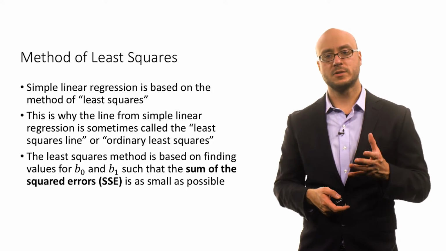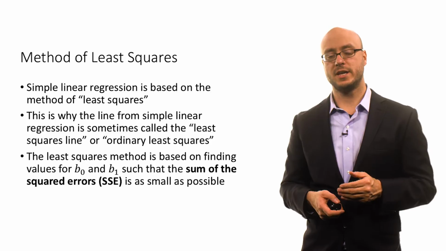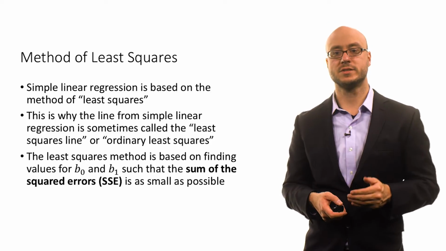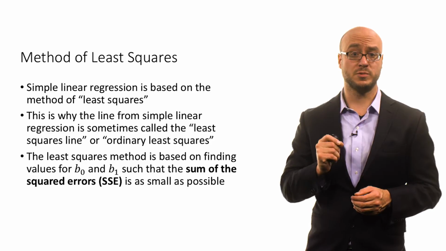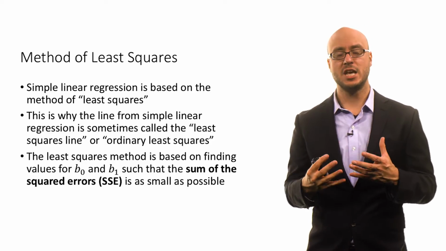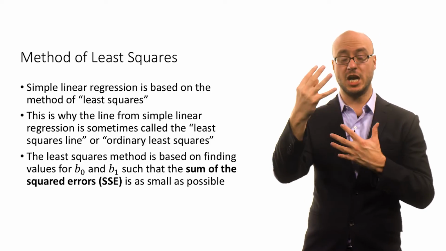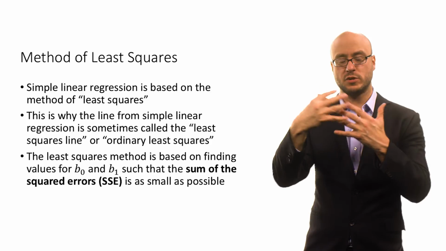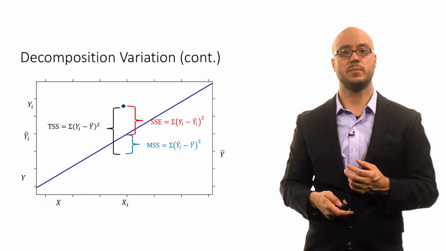Right? The idea behind the least squares method is that we're trying to find values for the intercept and slope, the coefficients, such that the sum of the squared errors, or to put it another way, the sum of the squared residuals, is as small as possible. Intuitively, all that means is that you want the line to fit pretty close to the data. You don't want those residuals to be really large. Right? In totality, you want those errors, those residuals, to be pretty small for all the people.